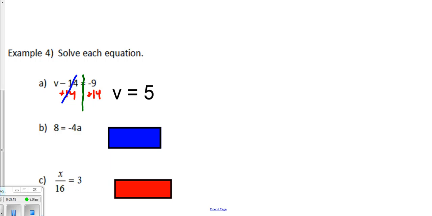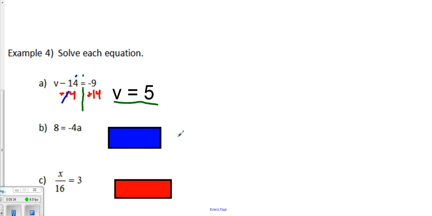And we can double check that by plugging it back into our equation here, taking 5 in place of v and saying 5 minus 14 equals negative 9. That is a true statement, which means that this is, in fact, our final answer. This is correct. V equals 5.